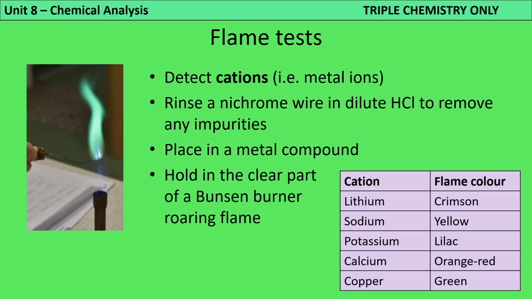The characteristic colours that you're expected to know are that lithium has a crimson flame, sodium has a yellow flame, potassium has a lilac or pale purple flame, calcium has a brick red or orange red flame, and copper has a bluey green flame as seen in this photograph here.